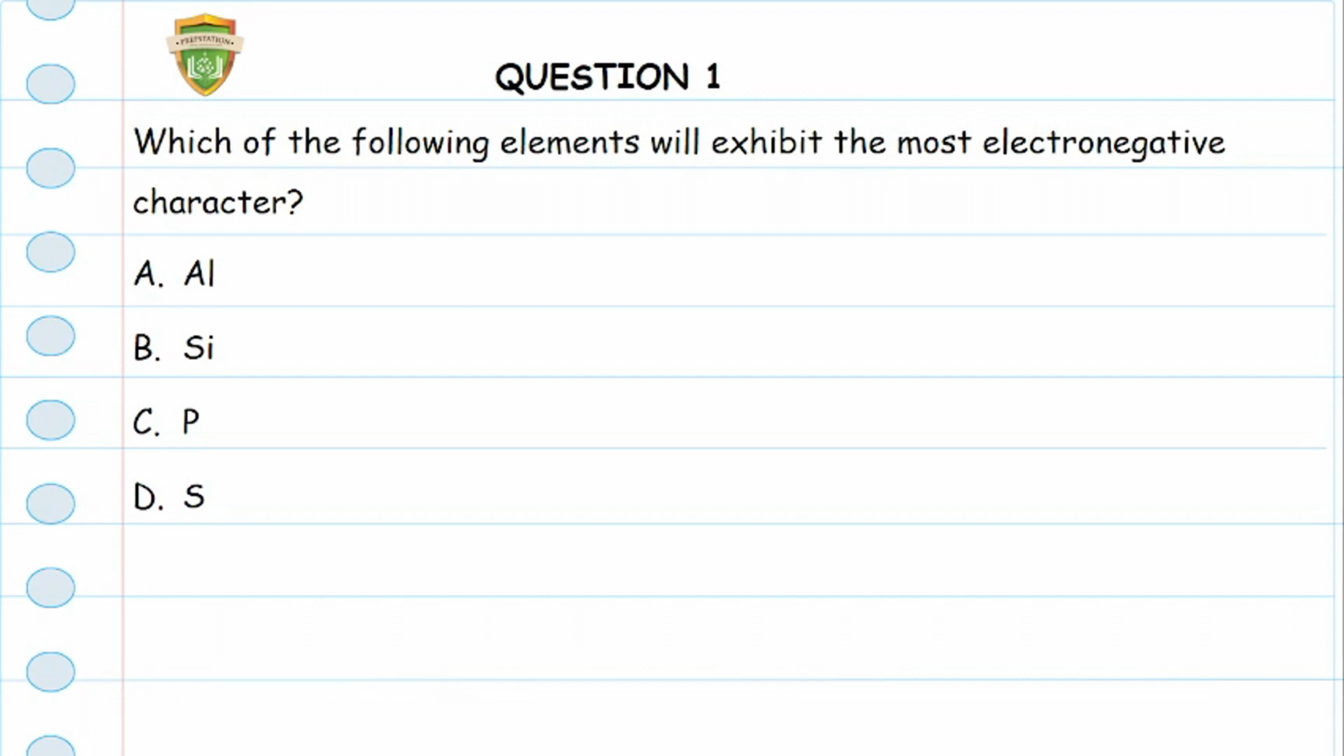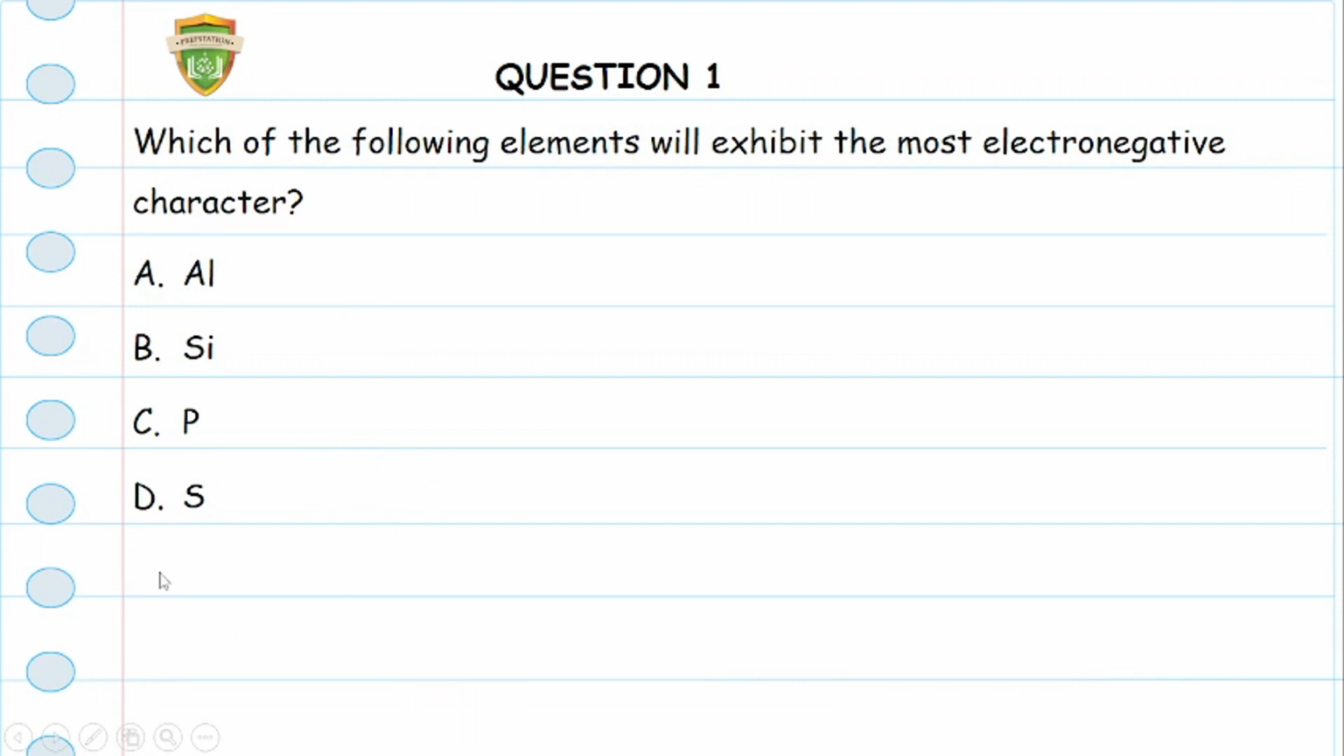Question 1. Which of the following elements will exhibit the most electronegative character? Now, the first thing we need to know is what the word electronegative means. Electronegativity is the tendency of an atom to attract electrons in a molecule. If you look at all the elements in the options, from aluminium to silicon to phosphorus, and finally to sulfur, you'll find that all these elements are in period 3 of the periodic table.